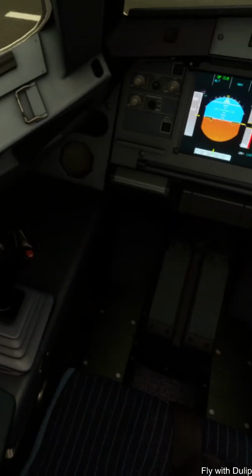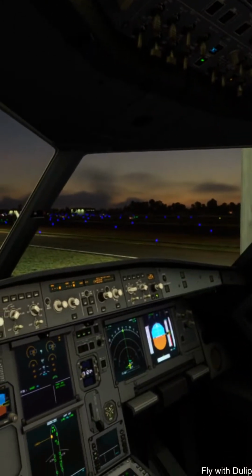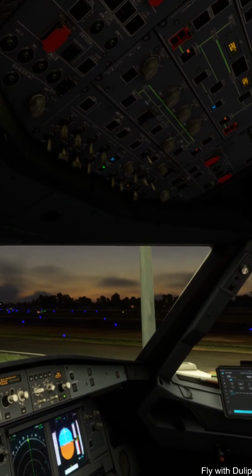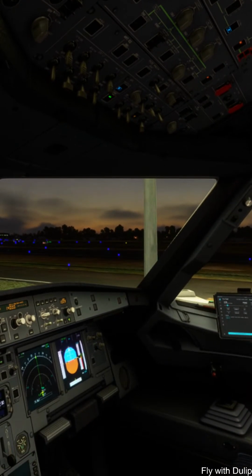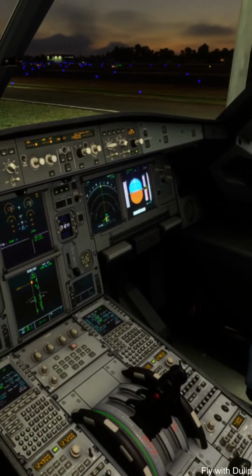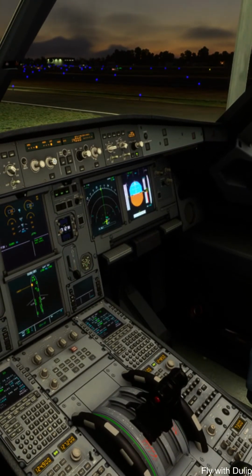Okay, before taking a lot of time, I think we are right now ready with our APU, the configuration and everything, and we have several things to be done. First of all, I'm saying to my co-pilot, this is the pilot departure briefing.